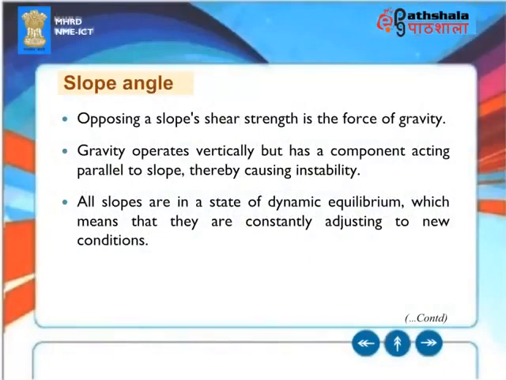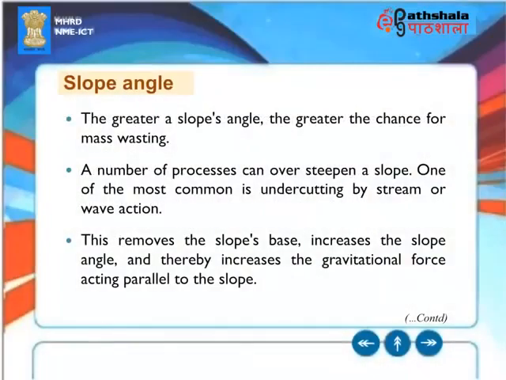Slope angle. Opposing a slope's shear strength is the force of gravity. Gravity operates vertically but has a component acting parallel to the slope, thereby causing instability. All slopes are in a state of dynamic equilibrium, which means that they are constantly adjusting to new conditions. The greater a slope's angle, the greater the chance for mass wasting.